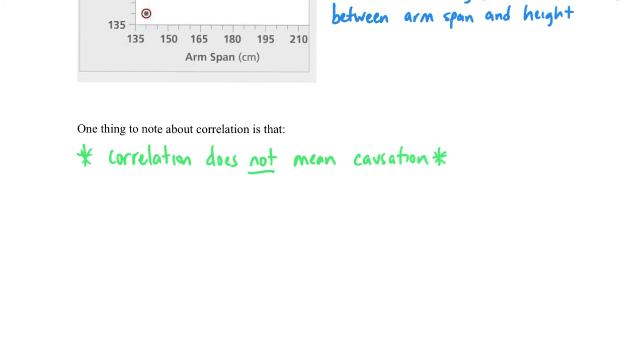Just because two variables have a strong correlation does not mean that one causes the other. Sometimes that's the case, but not always. And it's a very common tendency to assume that if there's a strong correlation, then that means there must be causation. The X variable is causing the Y variable. And that's not always true, and it's very important that we make that distinction. And that's it. That's everything to know about correlation.